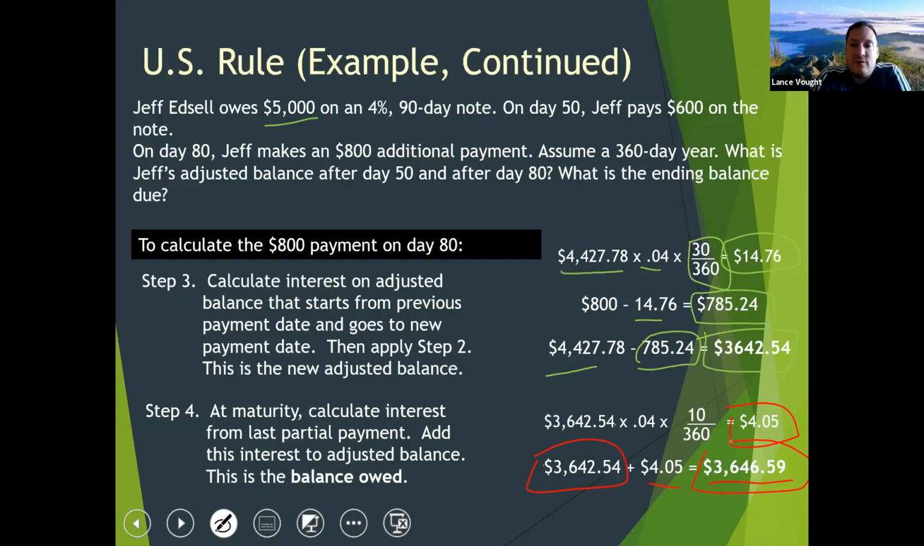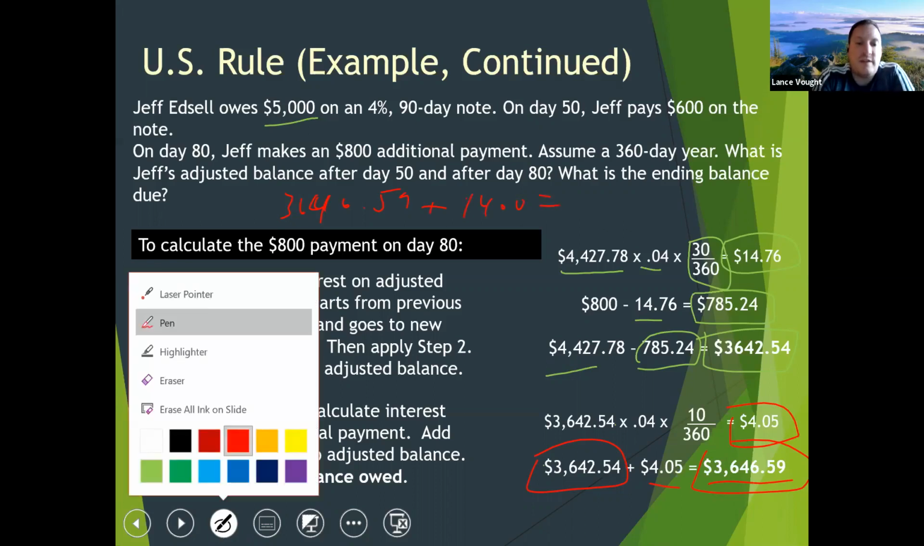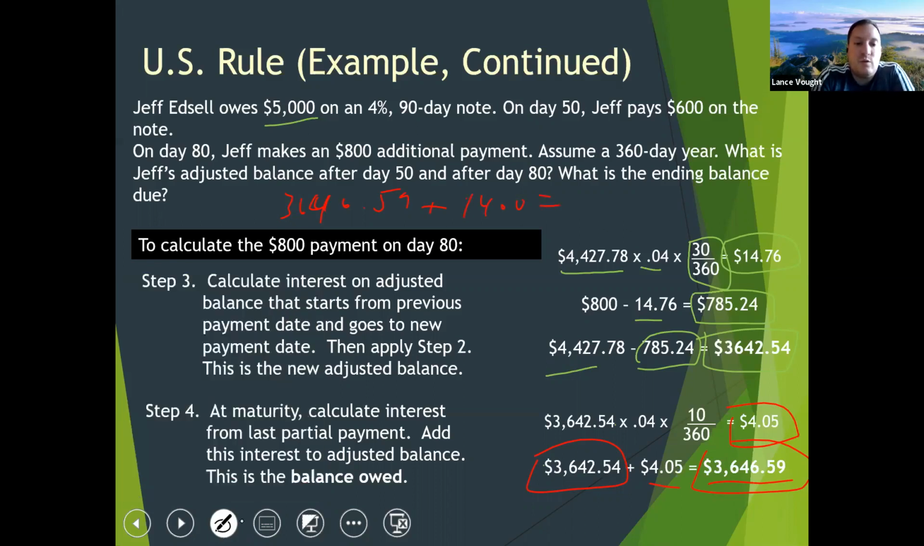So if we factor all that in, Jeff paid $3,646.59 plus 1,400. So the total amount that Jeff Edsel ended up paying was $5,046.59. That's the total amount, the maturity value that Jeff paid.